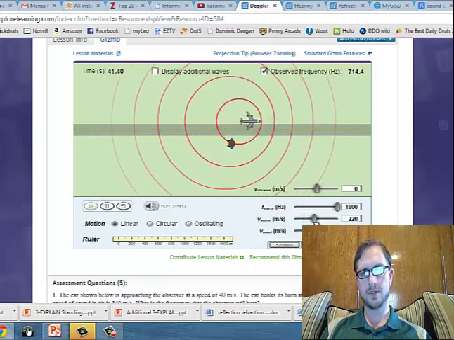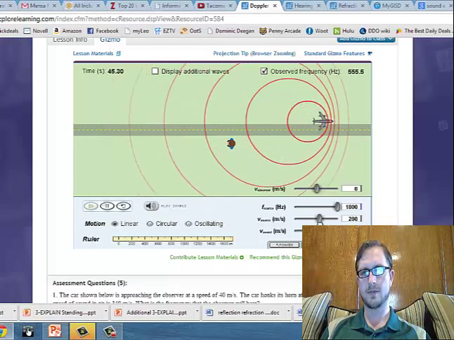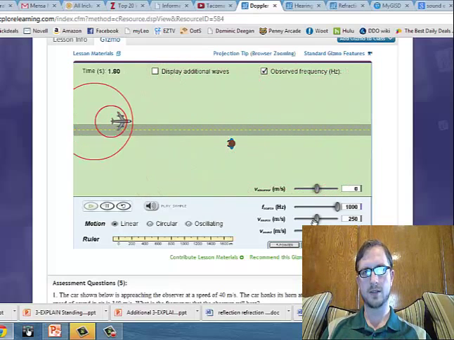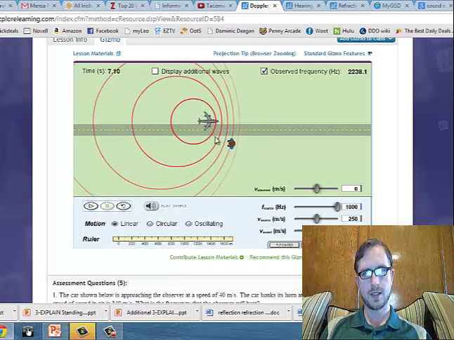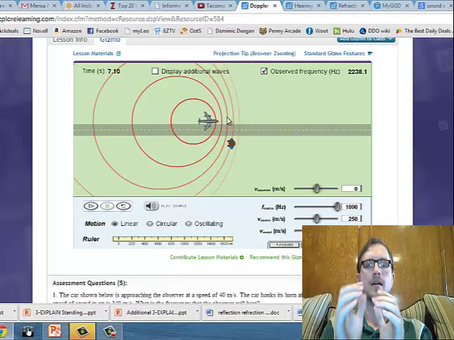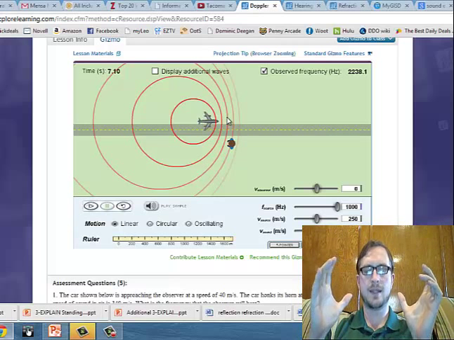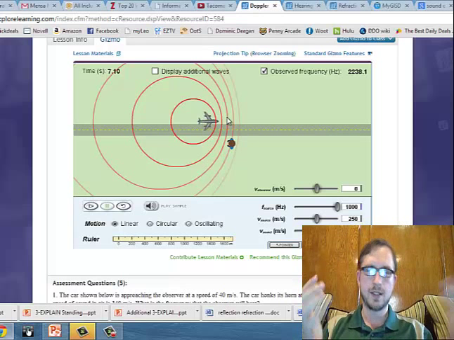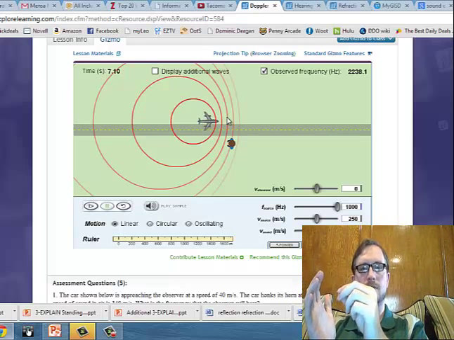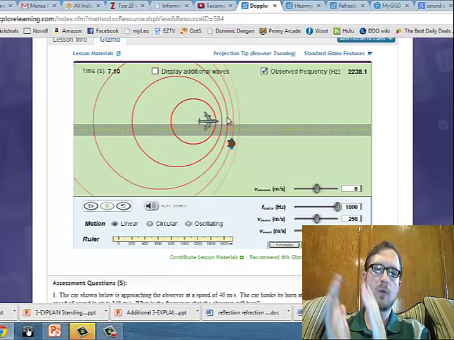But if I get it moving, I move it quite fast so that we can get a real clear difference. The waves in front of it, these waves in front are getting kind of squished together because the first one that's put out, in this case I have a plane, the plane moves forward and emits the next one. So but it went forward to do it.